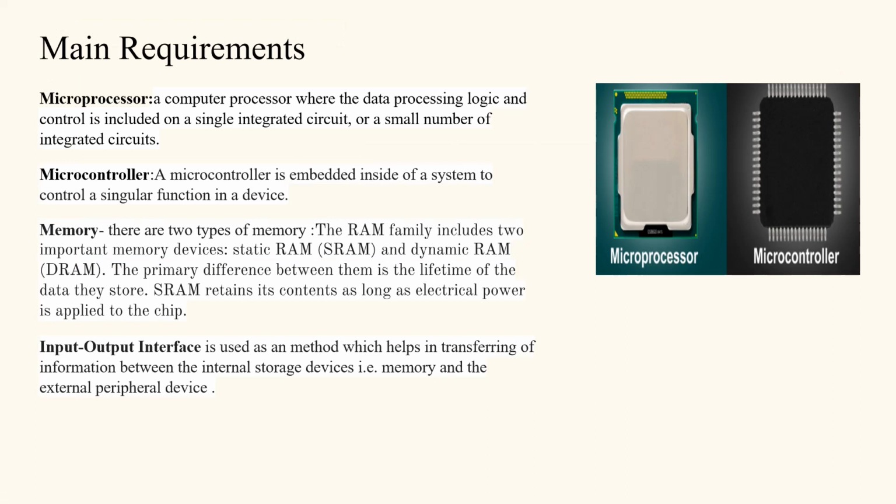First is the microprocessor, a computer processor where the data processing, logic, and control are included on a single integrated circuit or a small number of integrated circuits. Second is the microcontroller. A microcontroller is embedded inside a system to control a singular function in a device. Third is memory. There are two types of memory: static memory and dynamic memory. The primary difference between these is the lifetime of the data they store.